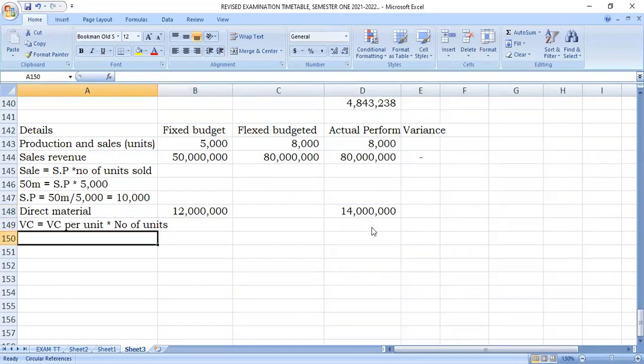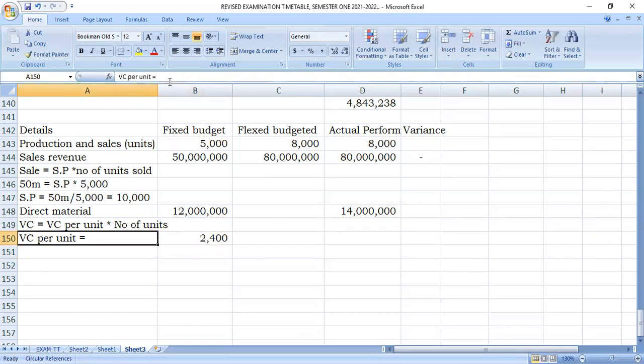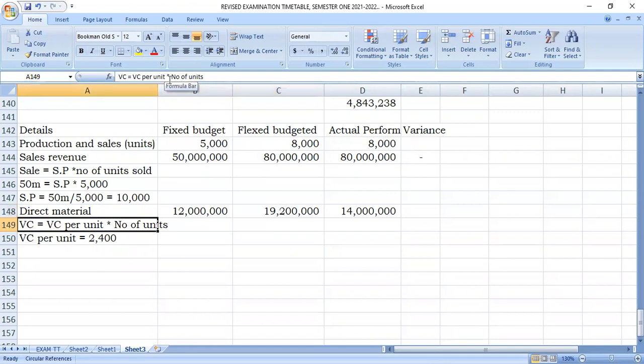So what you get as variable cost per unit: 12 million divided by 5,000 is 2,400. So variable cost per unit is 2,400. Meaning that for flexible budget, it's going to be the variable cost per unit, 2,400, times the number of units produced, which are 8,000. So for this one, we shall have 19,200. I hope we are together. As far as direct materials are concerned, they are variable costs; they change based on number of units. So just get this.